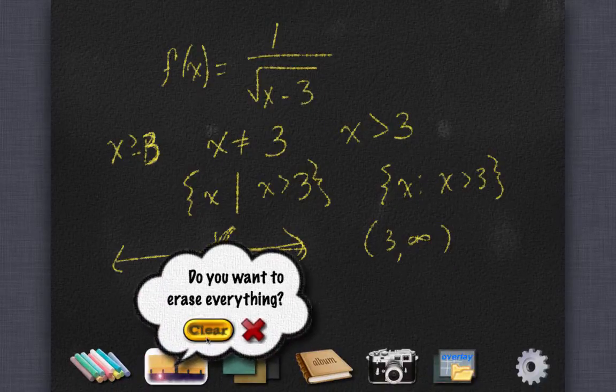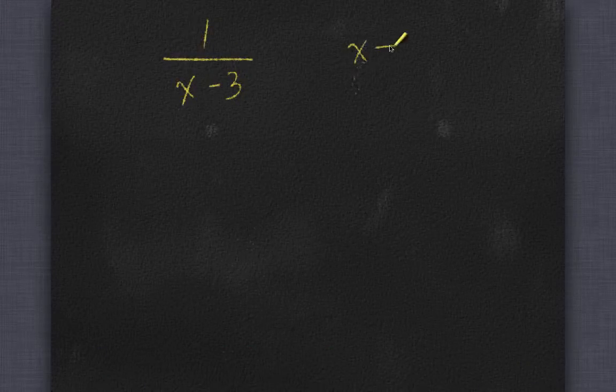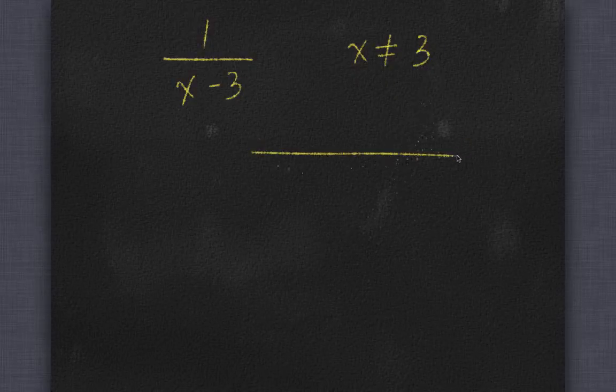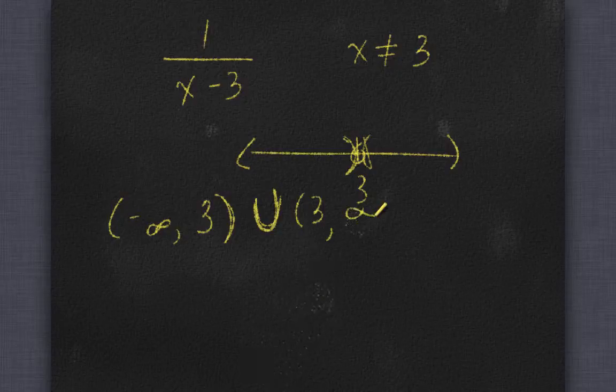Now what if instead it was something like we've been dealing with, like this? In this case, x can't be 3. So what I need to do on the number line is just miss 3. Everything else is fine. So I come up from the left and I miss it, and then I miss it and keep going to the right. So that looks like negative infinity to 3, parentheses, union 3 to infinity. Union means collect them together, unite them.